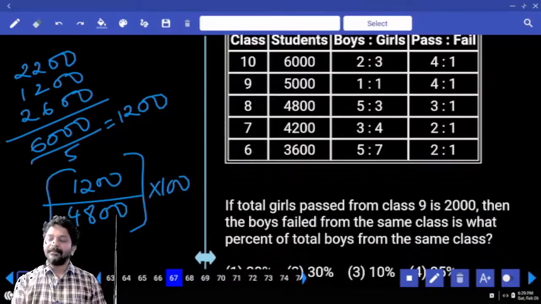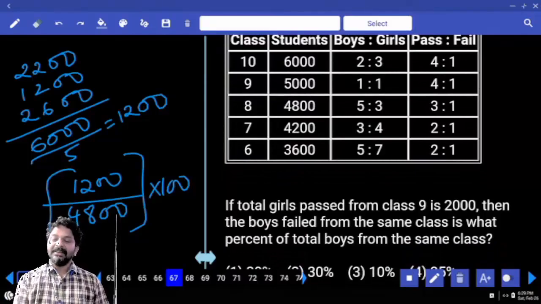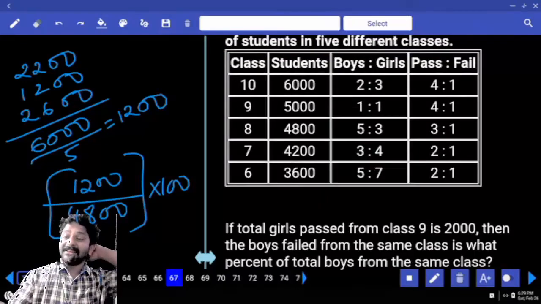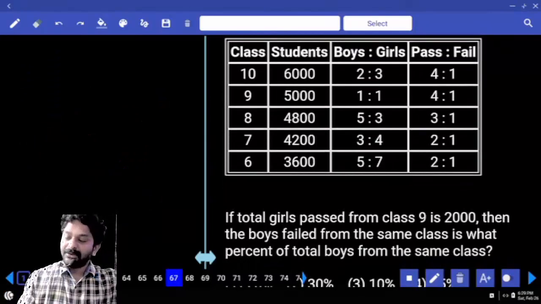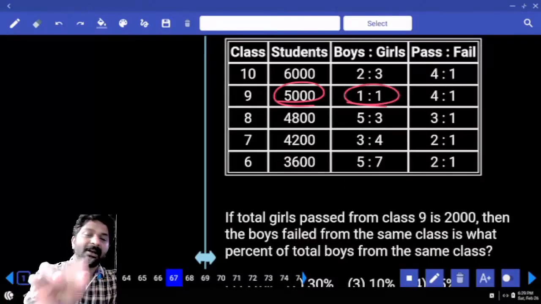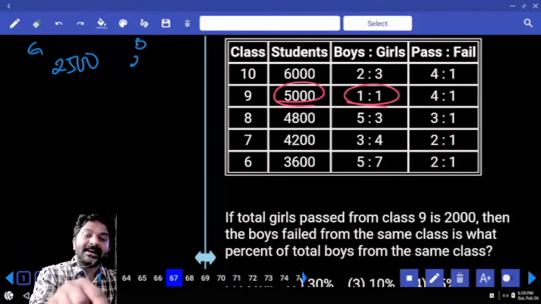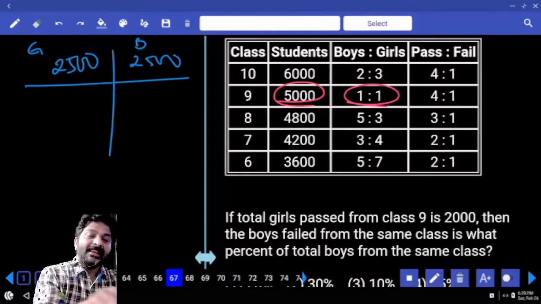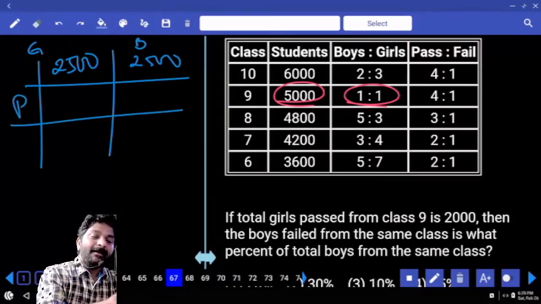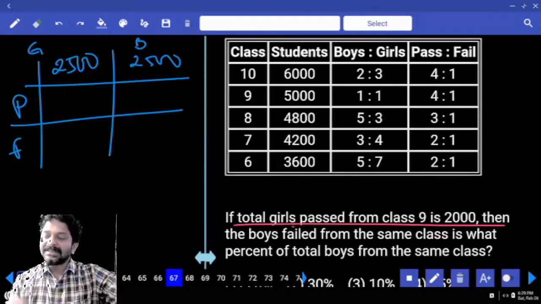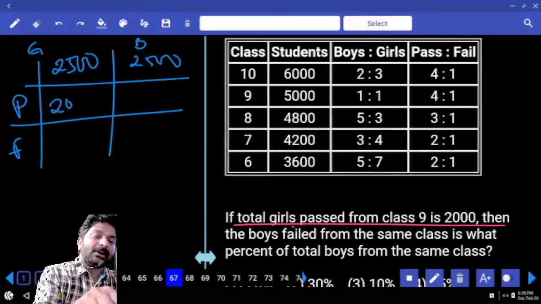Next, if total girls from class 9 is 2,000, then boys failed from the same class is what percent of total boys from the same class? 9th class. See, out of a total of 5,000 people, 1:1 ratio, boys and girls. That means girls are 2,500, boys are 2,500. Again, even in boys and girls, you will have pass candidates and then failure candidates, correct? Now your question is about failure percentage. Now, girls who passed in 9th class is 2,000.